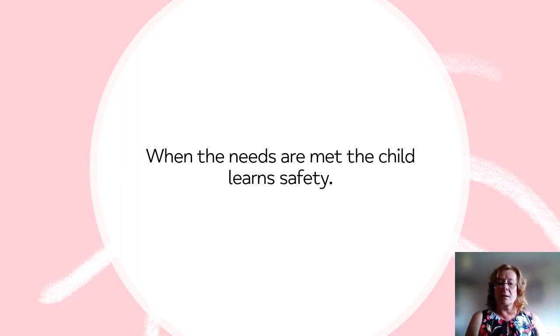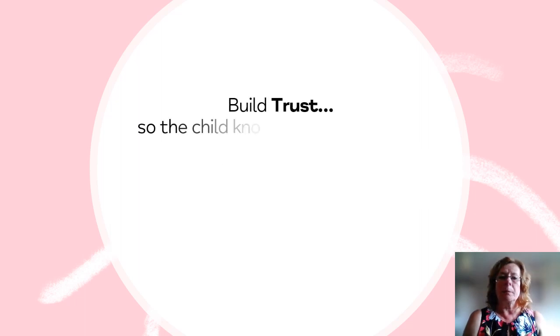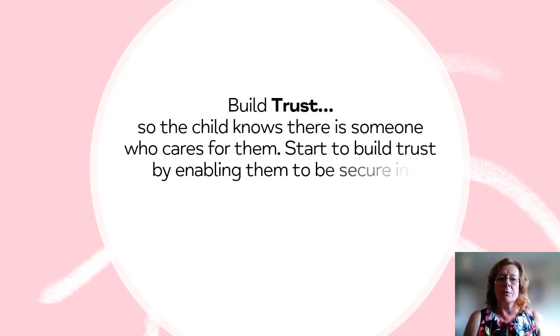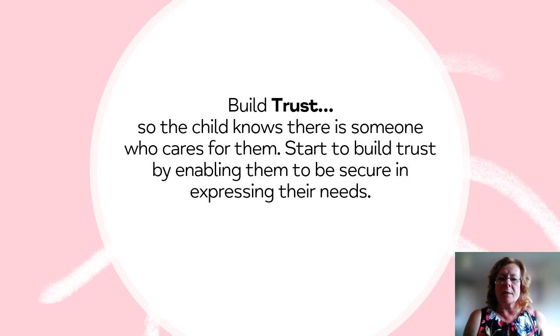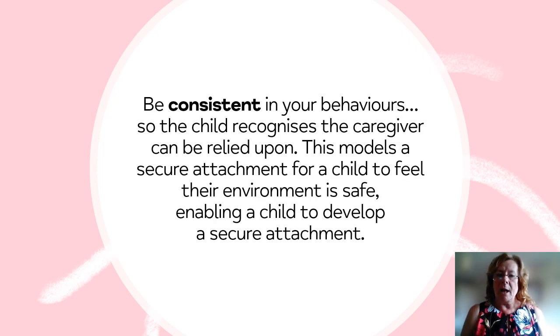When the needs are met, the child learns safety. Build trust. The child knows that there is someone who cares for them. Start to build trust by enabling them to be secure in expressing their needs. Be consistent in your behaviours so the child recognises that you, the caregiver, can be relied upon. This models a secure attachment for the child to feel their environment is safe, enabling the child to develop a secure attachment.